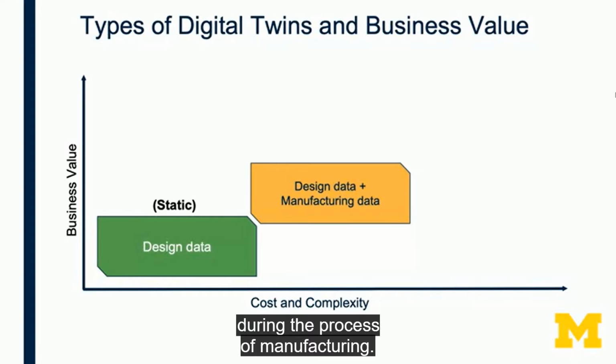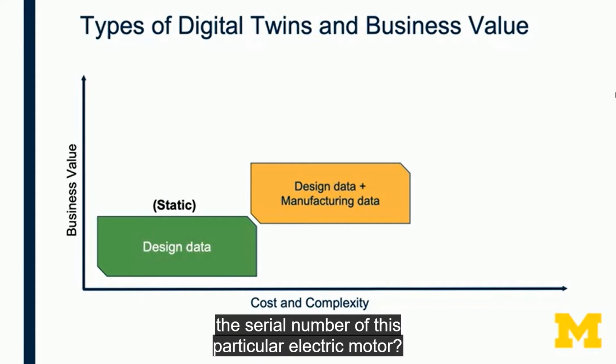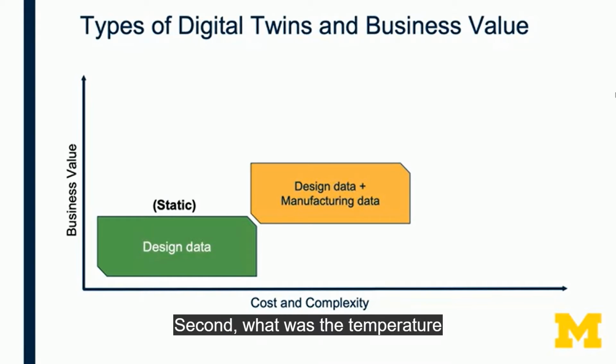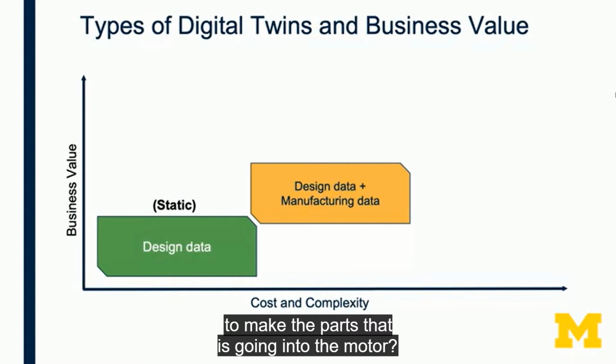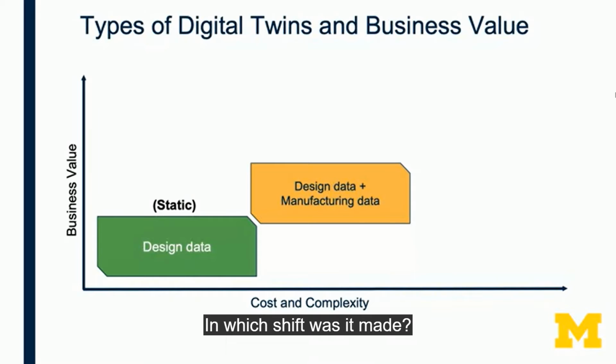For example, what is the serial number of this particular electric motor? Second, what was the temperature of the alloy that is used to make the parts that go into the motor? What were some of the environmental conditions as this particular motor was being manufactured, and who are the people working on it, right? You could also collect that information. In which shift was it made?